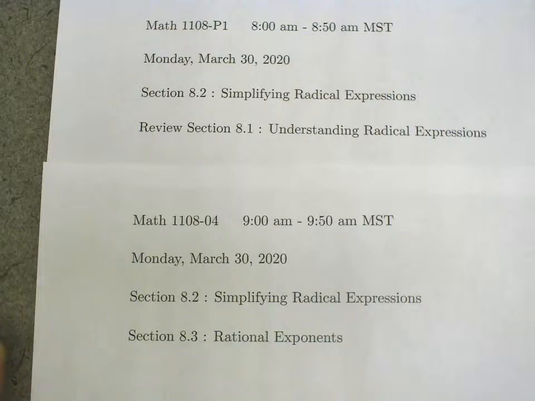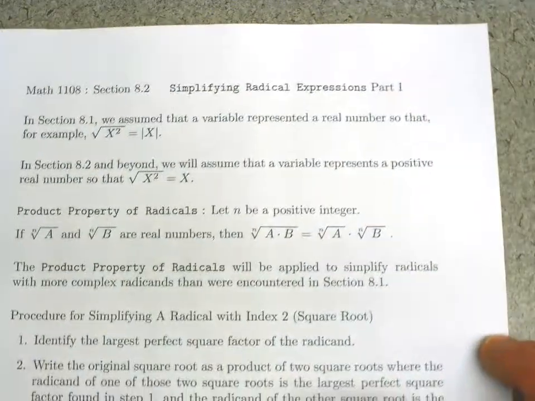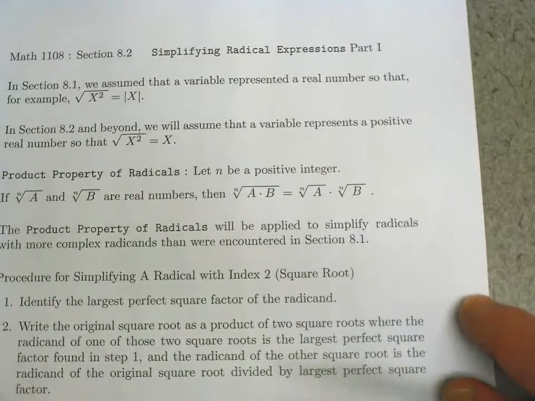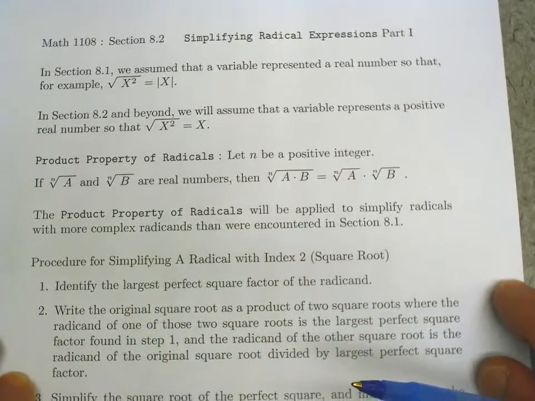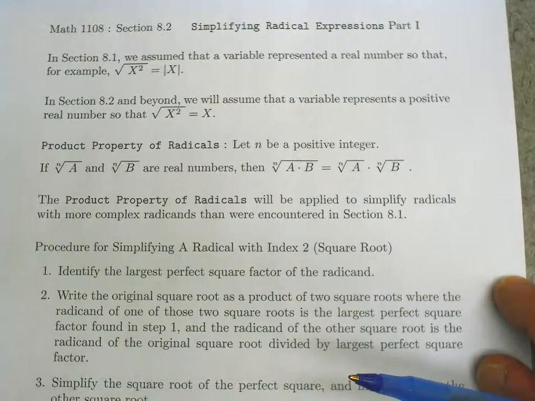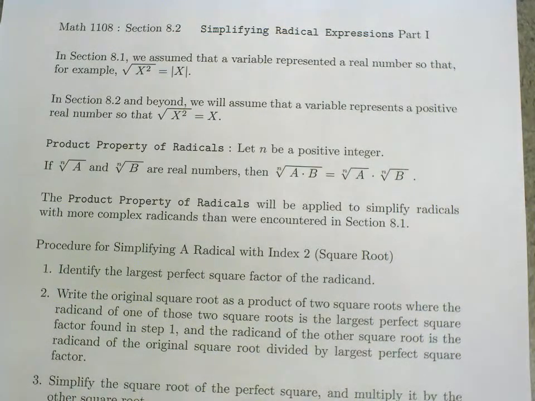We're going to work on section 8.2, and if there's any time left, we'll review section 8.1, and we'll review other things too if there's time. Okay, but we'll start 8.2. I'll try to make sure that everything is on camera. Section 8.2, simplifying radical expressions.